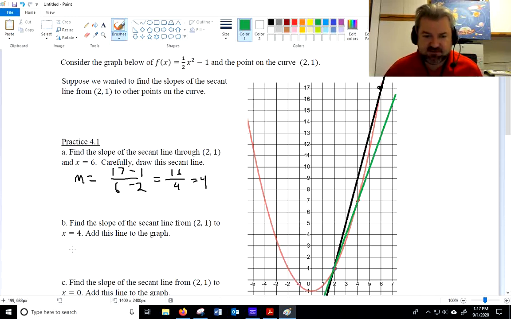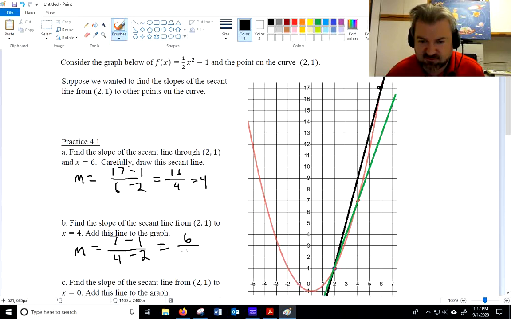Now let's find the slope of this one. So the slope here is the y coordinate, 7, minus this y coordinate, 1, over the x coordinate, 4, minus the x coordinate of 2. So that is 6 over 2, which is 3. Just as we said, it's not quite as steep. Up 1, 2, 3 over 1.